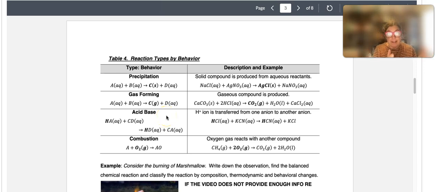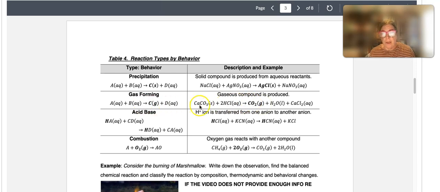An acid-base reaction, you can basically tell by the reactants. If you're mixing an acid and a base, then it's an acid-base reaction. Okay? A gas-forming reaction, you'll see bubbles. If you see bubbles, then gas is formed. And when you see bubbles, you want to put the phase indicator as a G.